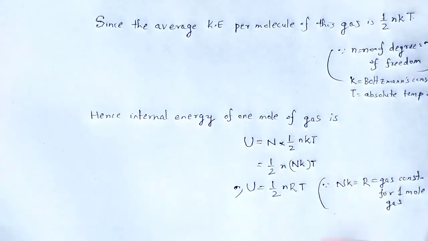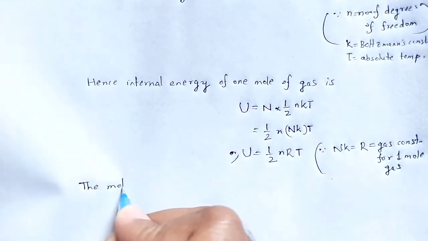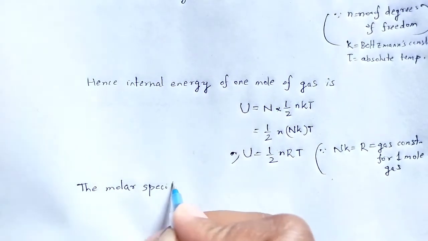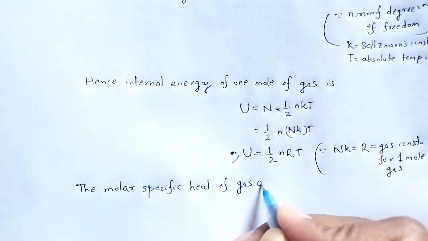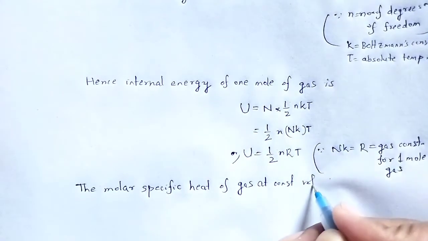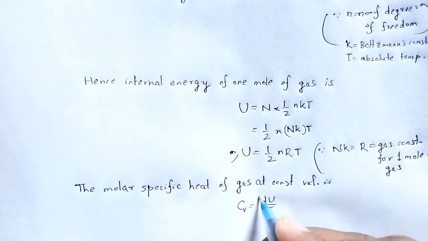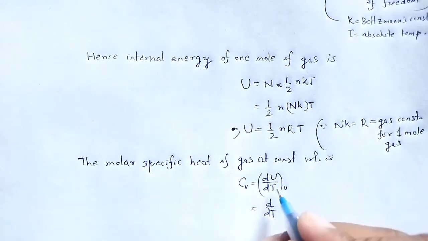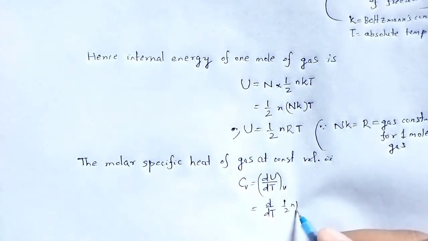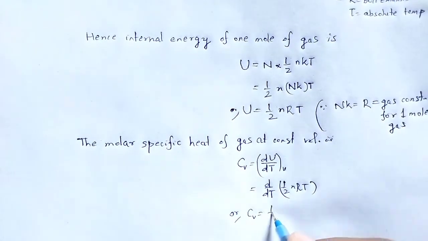That is the internal energy of 1 mole of gas. Now, the molar specific heat of gas at constant volume is given by Cv equal to dU by dT at constant volume, that is d by dT of U, that is half nRT. Differentiating with respect to T, Cv is equal to half nR.